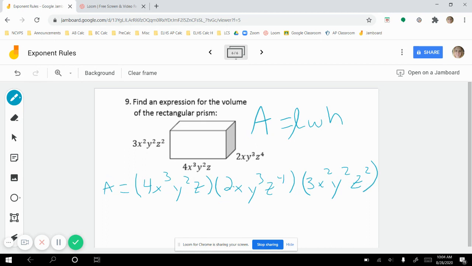All right, now let's simplify down. Oh dear, that's not area. That's volume. Oops. There we go. So volume is length times width times height. Let's start with our coefficients. 4 times 2 times 3, that would be 24.